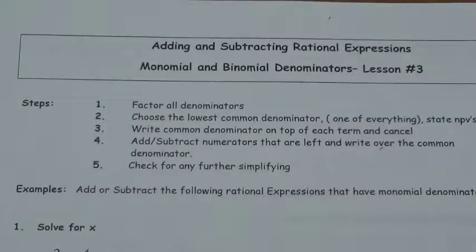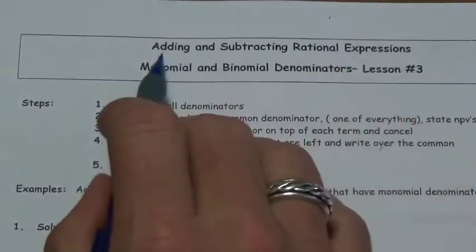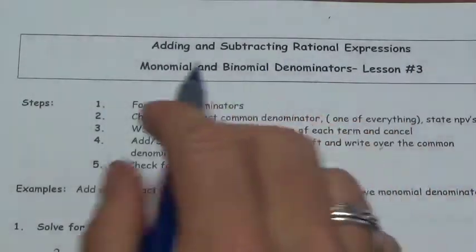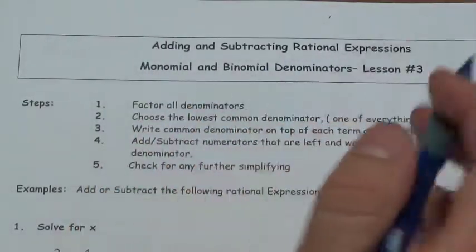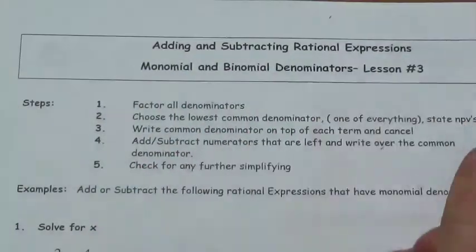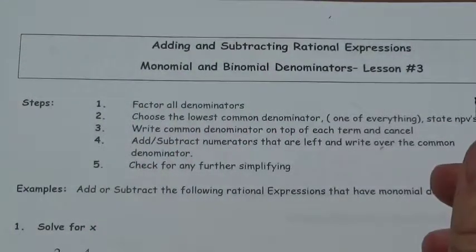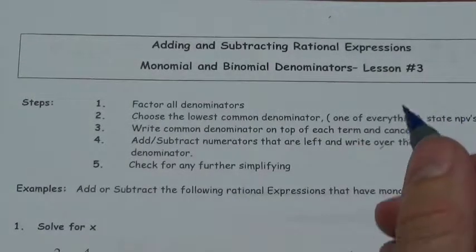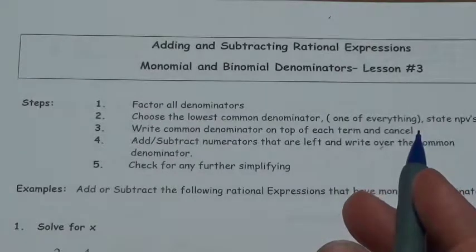Alright, hi everybody. So now in this lesson here, we are going to be looking at adding and subtracting rational expressions, okay? And they're going to have monomial and binomial denominators. We'll kind of split them up into the two different groups here and take a look at each one here. Although, really, there's not much difference between how you treat the two of them there. And this is just adding and subtracting fractions.